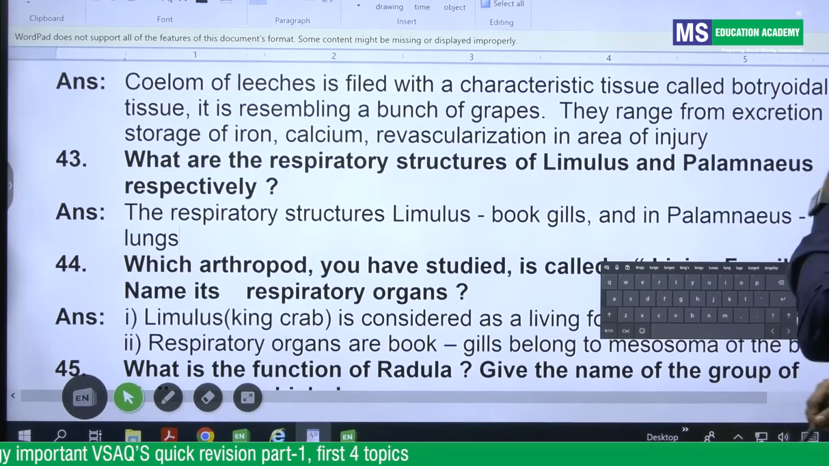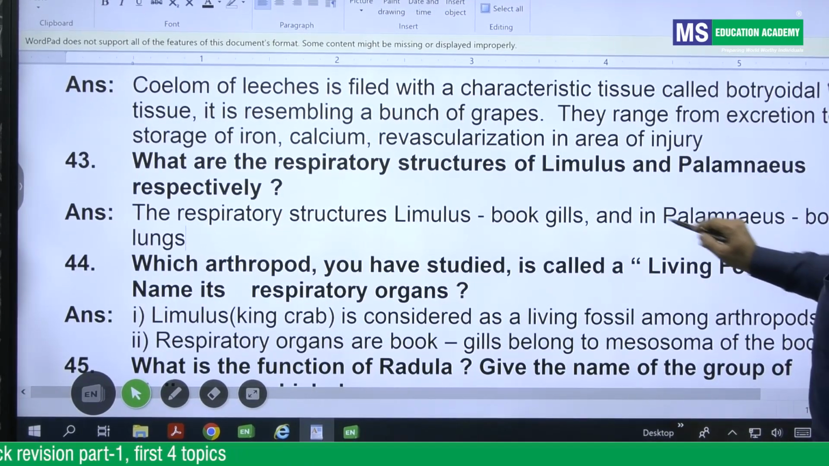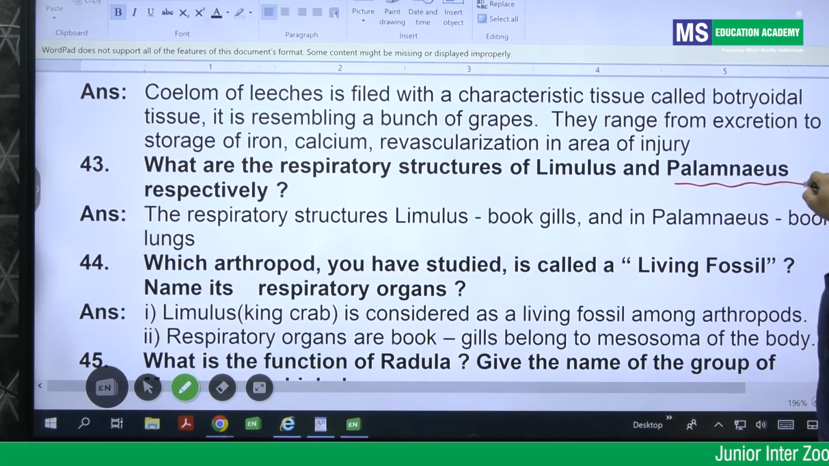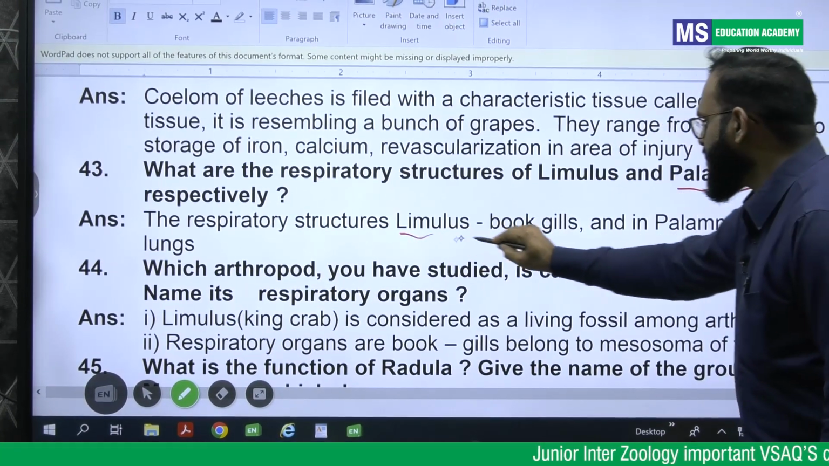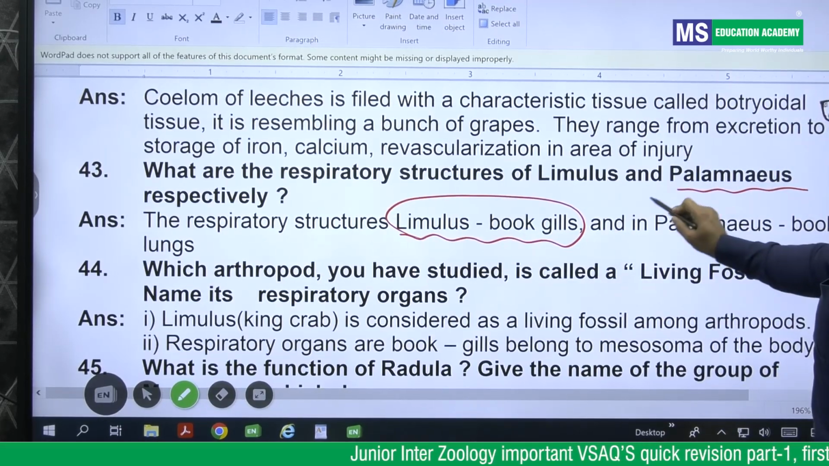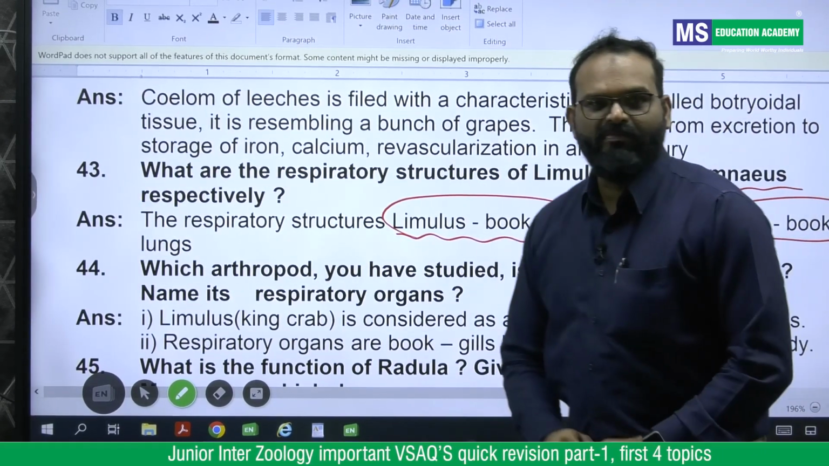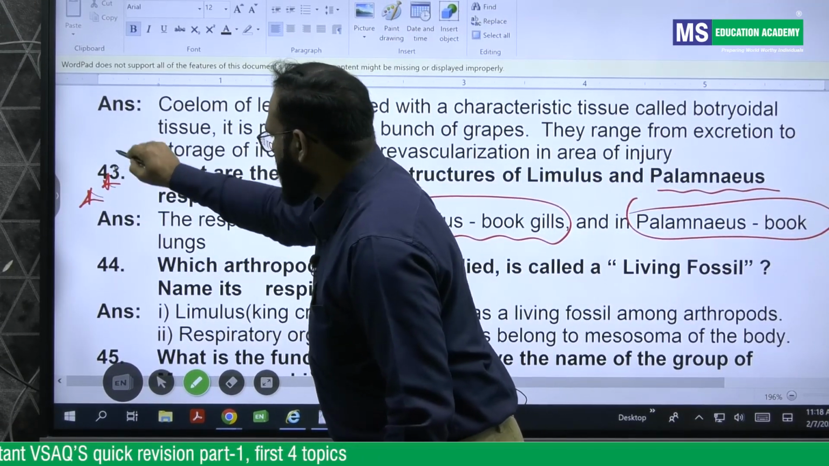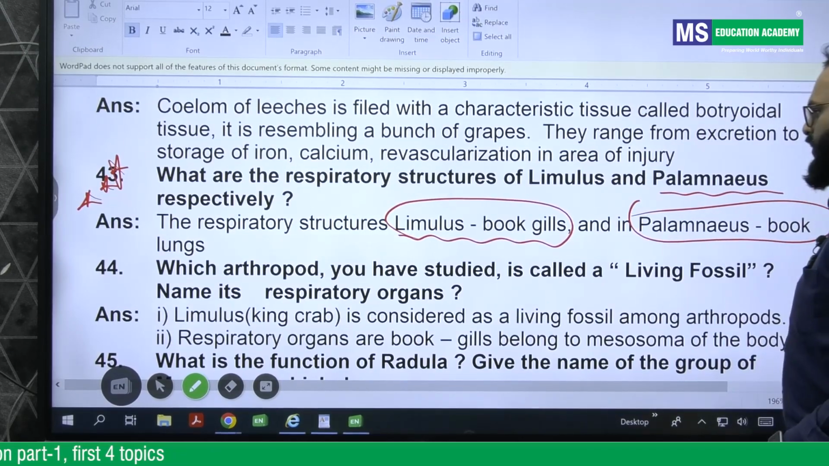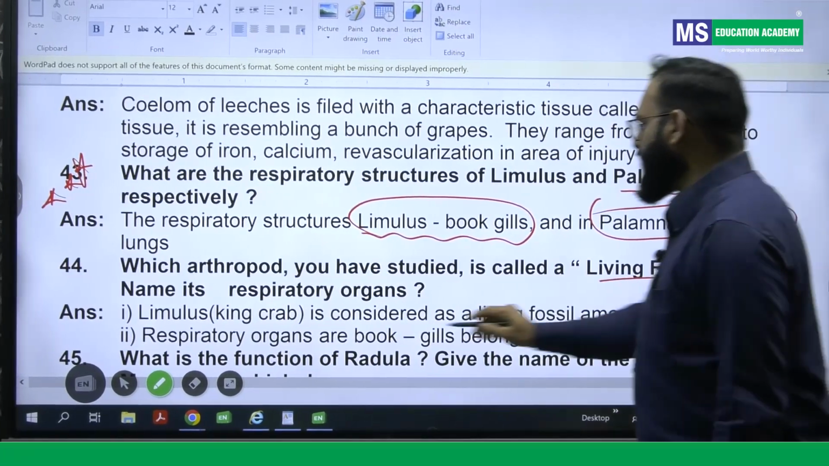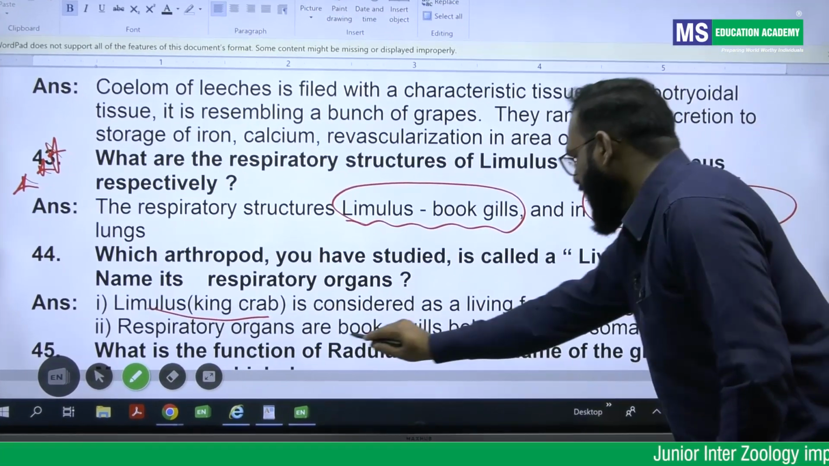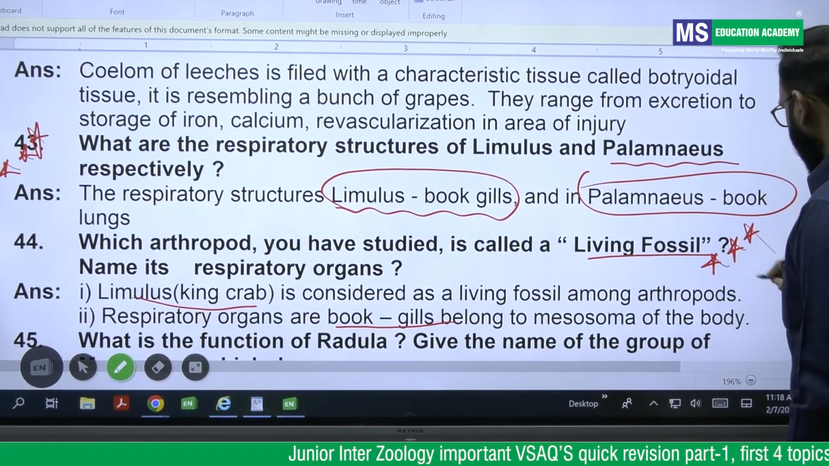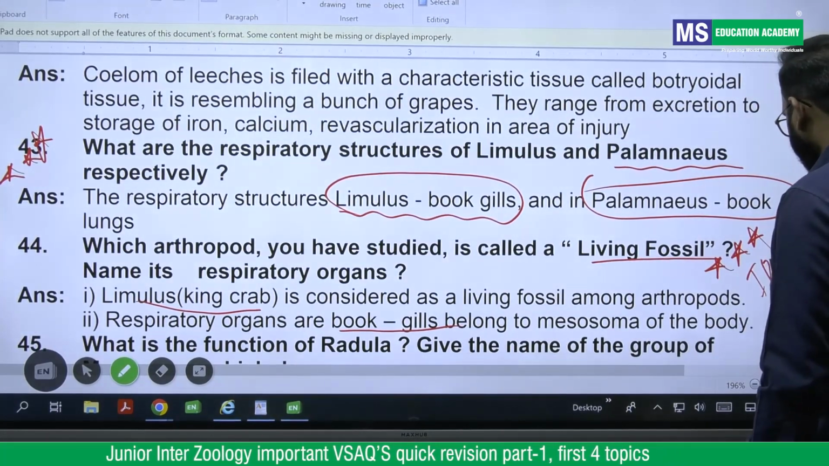So what are the respiratory structures of Limulus and Buthus? Respiratory structures: Limulus, book gills; scorpion, book lungs. Important question. So even this question you can expect in the final IPE. Living fossil: Limulus, king crab, and respiratory organs are book gills. Even this is a triple star question, expected in IPE 2023.